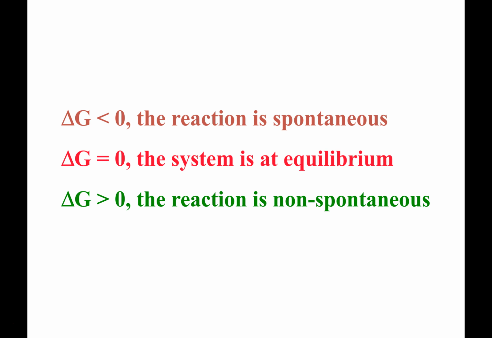So yeah, if Gibbs free energy is negative, it's spontaneous as written. If the Gibbs free energy of the reaction is 0, then the system is at equilibrium. If Gibbs free energy is positive, then it's non-spontaneous. Just swing around the reaction arrows and it will be spontaneous then.